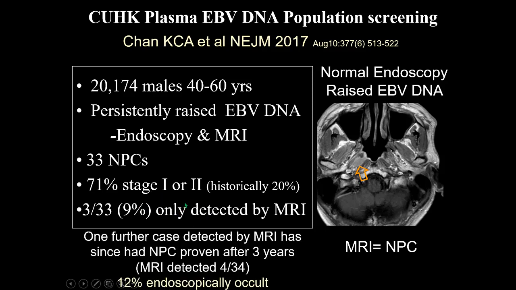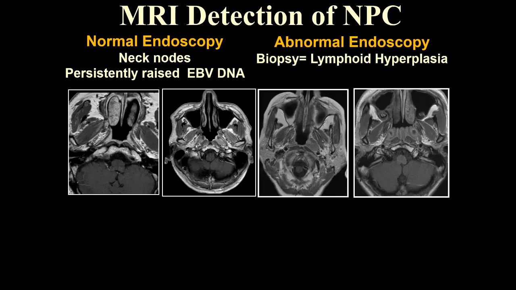Now, we picked up 3 that couldn't be seen, which is 9%. But since the study closed and this was published, there's another one again that we picked up. It's taken them 3 years to prove it. So we've had another slowly growing one. So 12% in this are endoscopically occult, and there are at least 1 or 2 more. So we think it's going to be up to about 15% by the time we get the follow-up. So MRI really can pick up these early tumours.